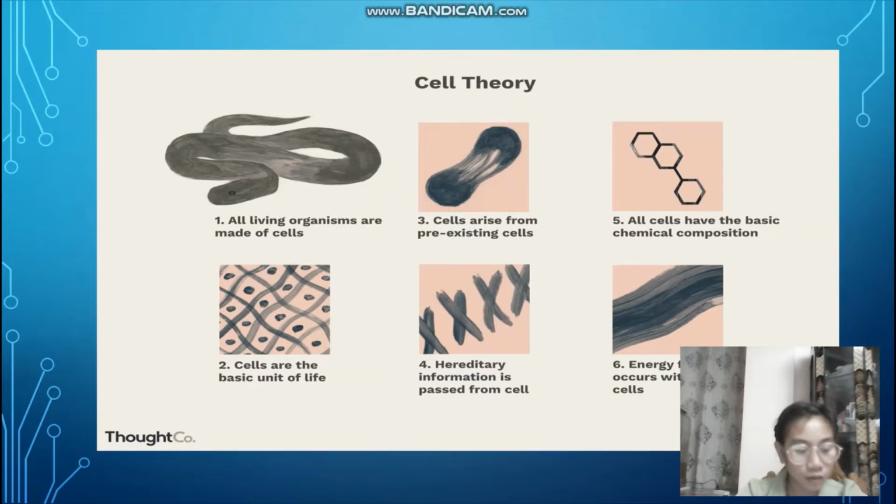And also, number 6, energy flow occurs within cells. This process is known as cellular respiration, which occurs in the mitochondria of each cell. Photosynthesis in autotrophs and cellular respiration in heterotrophs work together to store and release energy in living organisms. Therefore, the reactants of one process are the products of the other.